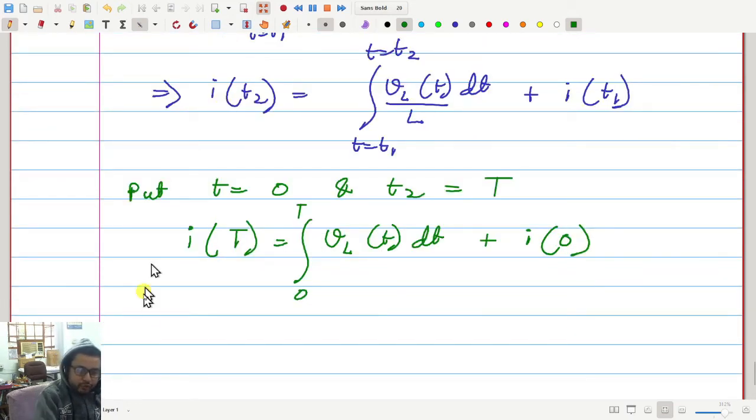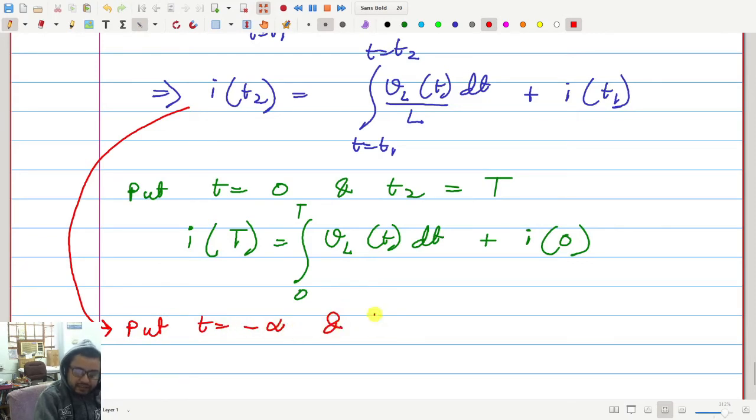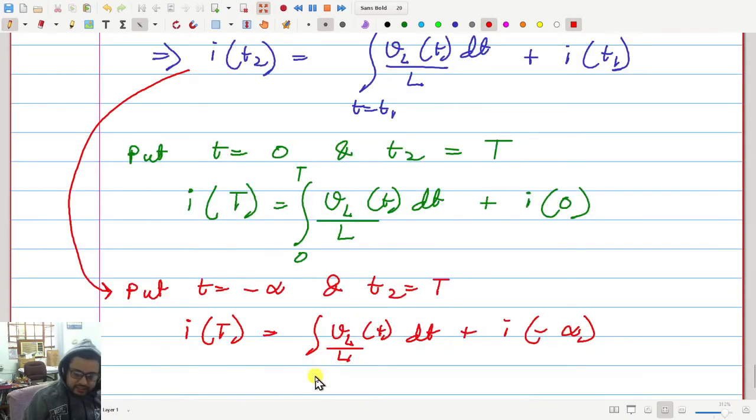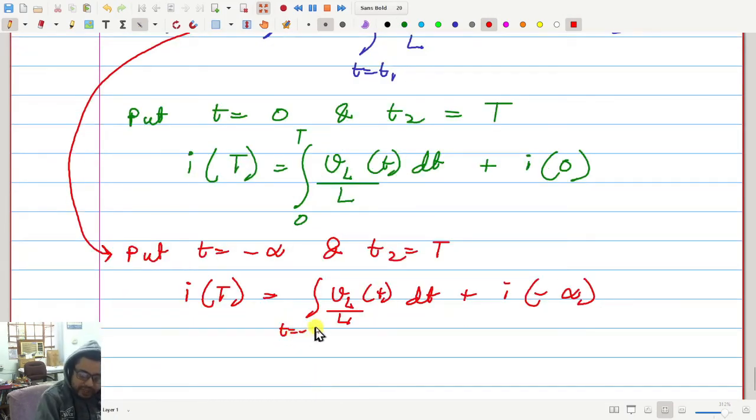And in the same way, in this equation, if we put t1 equal to minus infinity and t2 equal to capital T, then we will get I of T is equal to the integral of VL(t) dt, plus I at minus infinity. And this integration will be from t equal to minus infinity to capital T. Okay.